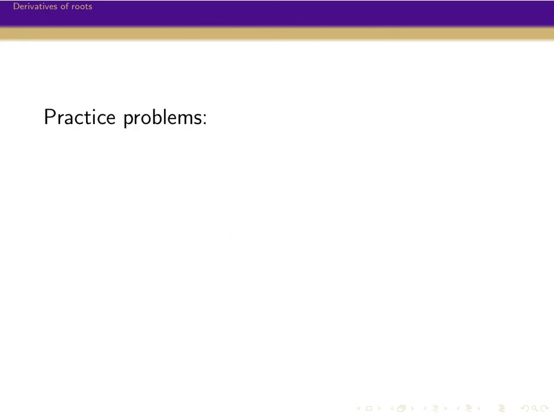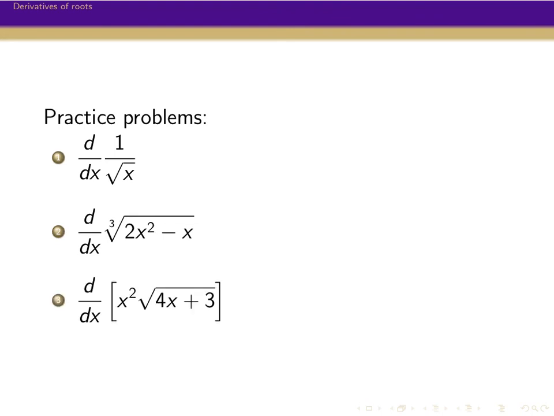So here are some practice problems to work on. So one, what if you're doing x to the 1 over square root of x? Well, so how can you think about that as being a power? So this second one, you're going to need to use the chain rule. You've got 2x squared minus x plugged into the cube root of x. So how do you use the chain rule on that one? And last but not least, you've got a product here with 4x plus 3 plugged into the square root of x. So think carefully about how you need to break these down and get them done.